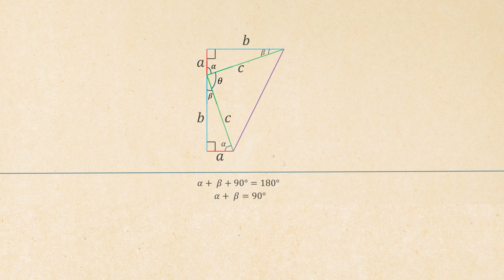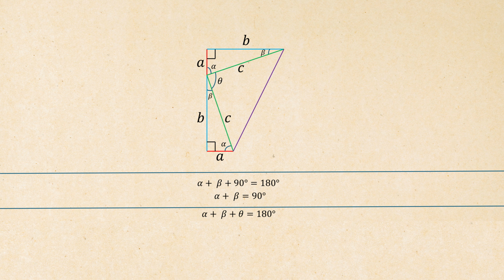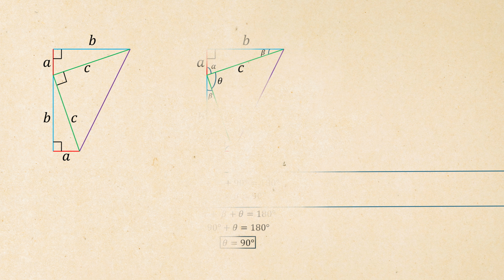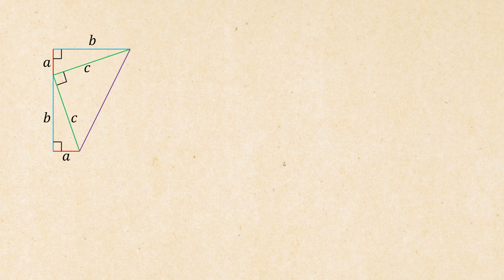But since alpha, beta, and theta all lie on the same line, then their sum must also equal 180. After some simple algebra, we have that theta equals 90 degrees, and therefore this middle triangle is a right triangle with a base and height of length C.